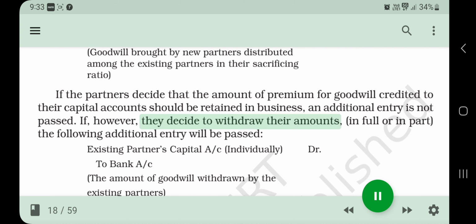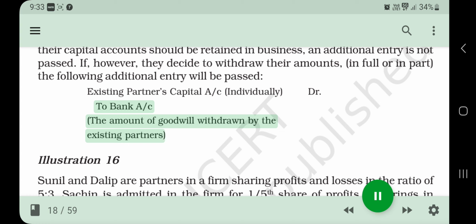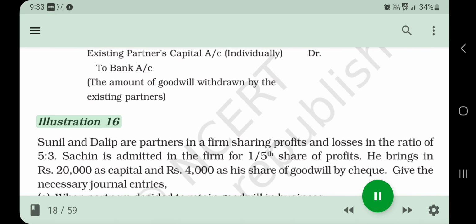If, however, they decide to withdraw their amounts, in full or in part, the following additional entry will be passed. Existing partners' capital A/cs, individually, Dr. To Bank A/c, the amount of goodwill withdrawn by the existing partners. Illustration.